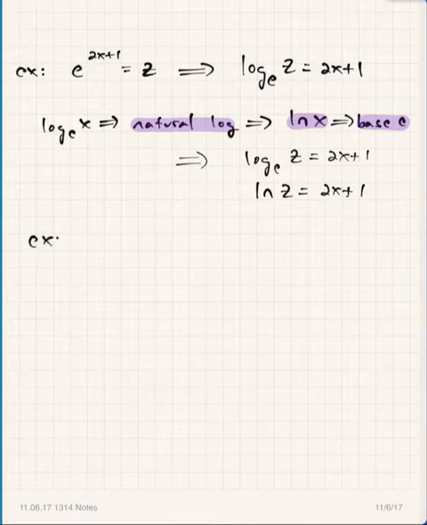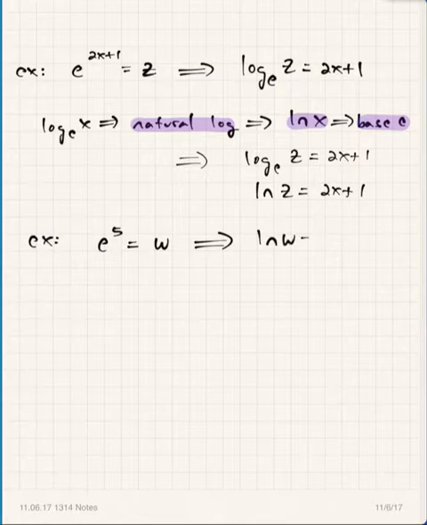Okay, so we had e to the 5th power is equal to w. That would be our exponential form. Then our corresponding logarithm form would be, since the base is e, this would be a natural log, the natural log of w is equal to 5. That would be the corresponding log form.